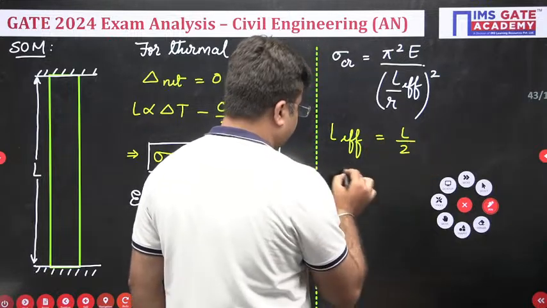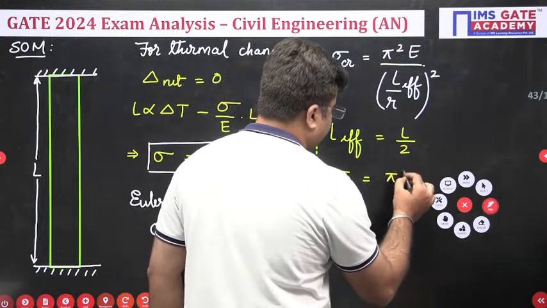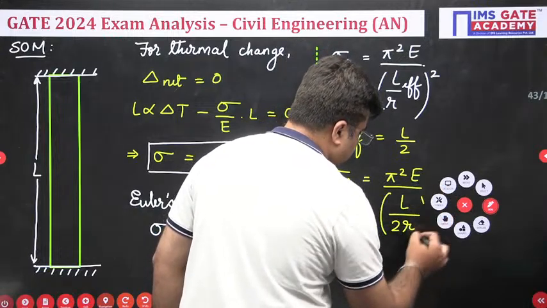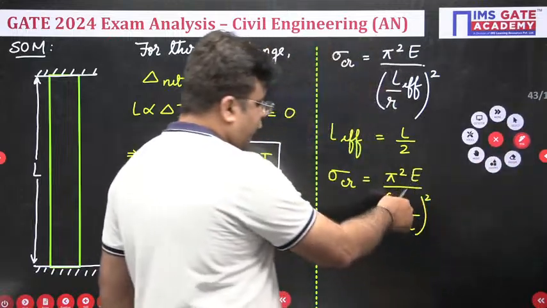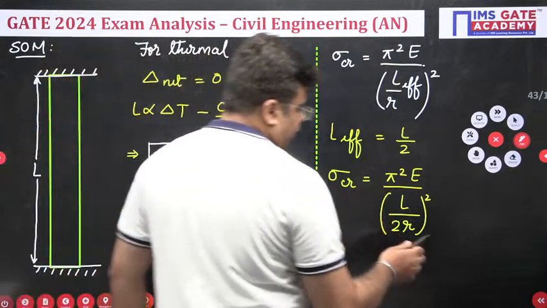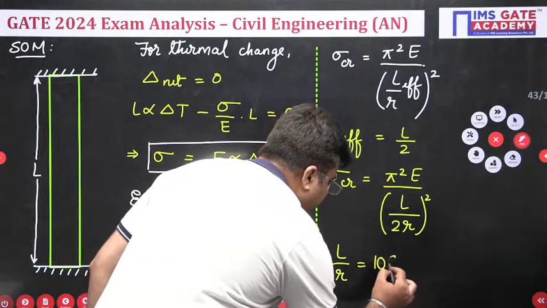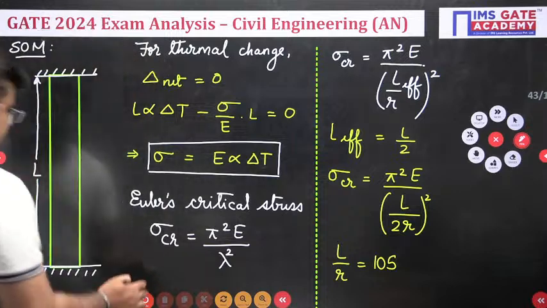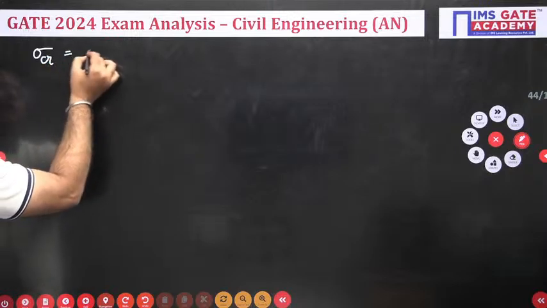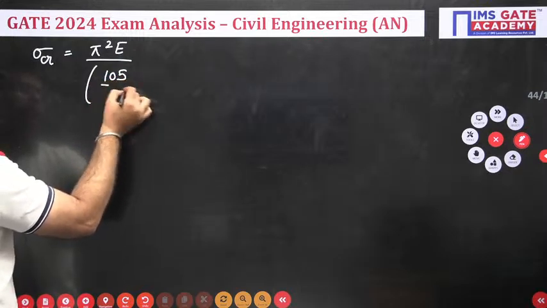So you can just substitute the value. Sigma CR is equal to pi square E divided by L upon 2r the whole square. Now in the question, the value of L by r is given to you as 105. So you can substitute the value here. Sigma CR is equal to pi square E by 105 by 2 the whole square.